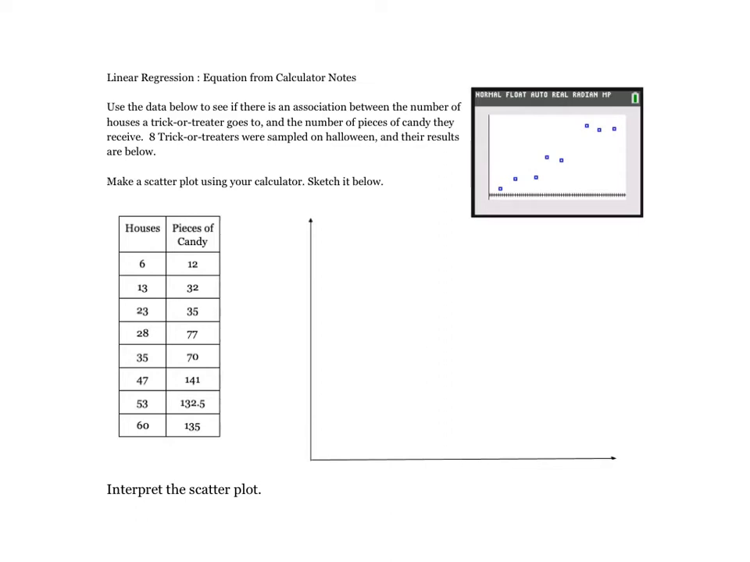Hello, AP Stat students. Today we are going to learn about linear regression and finding an equation for the line that best fits our data using our calculator.